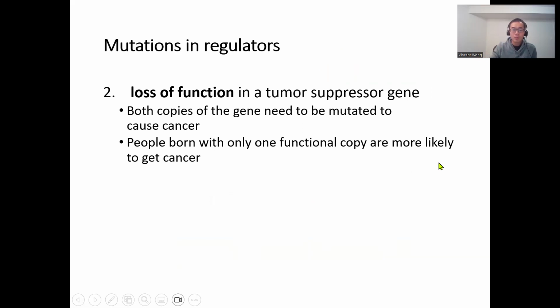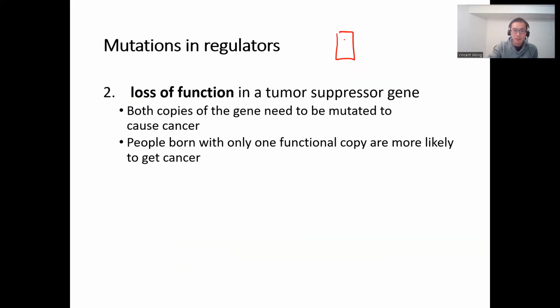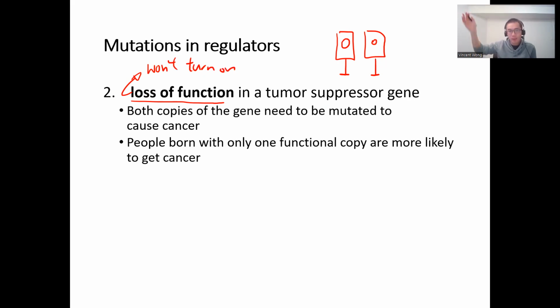On the other hand, the tumor suppressor gene is red light. Okay, so think of the red light. So again, the red light, normally speaking, it would turn on and then it would turn off. When it's on, it's telling the cell to not divide. In this case, it's a loss of function mutation. Okay, loss of function means it won't turn on. The other one is gain of function. It's always on, right?